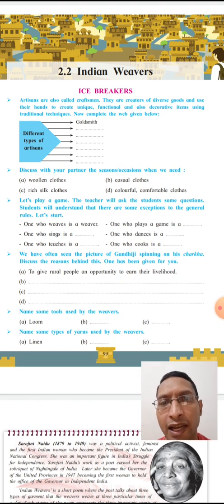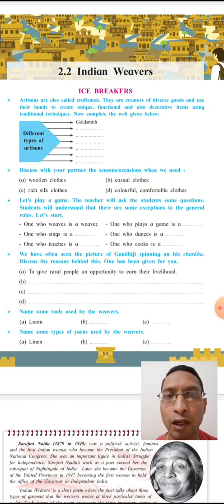Look here, in activity number one, we have to give the different types of artisans or craftsmen. They have given one example, goldsmith. The other artistic people are like carpenter or blacksmith, cobbler, tailor, and so many others who are the creators or craftsmen who create decorative items using their hands.